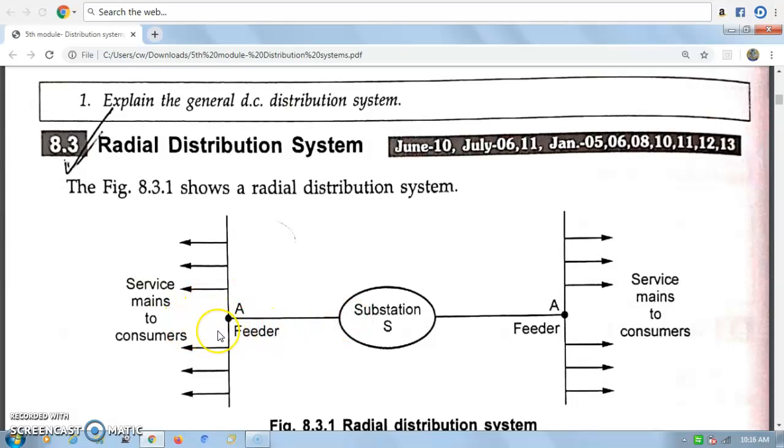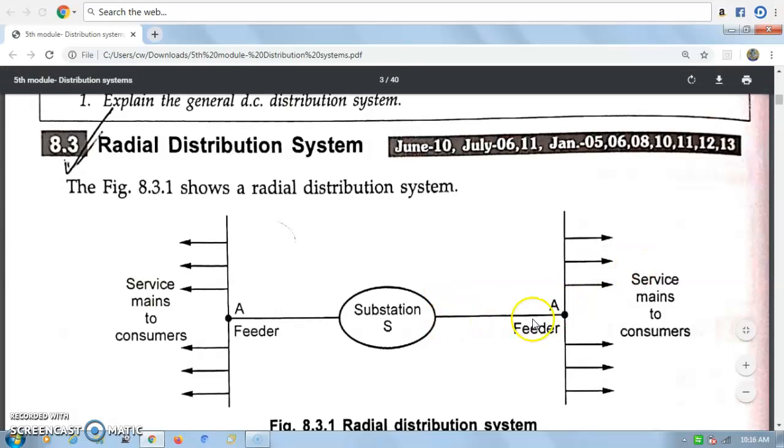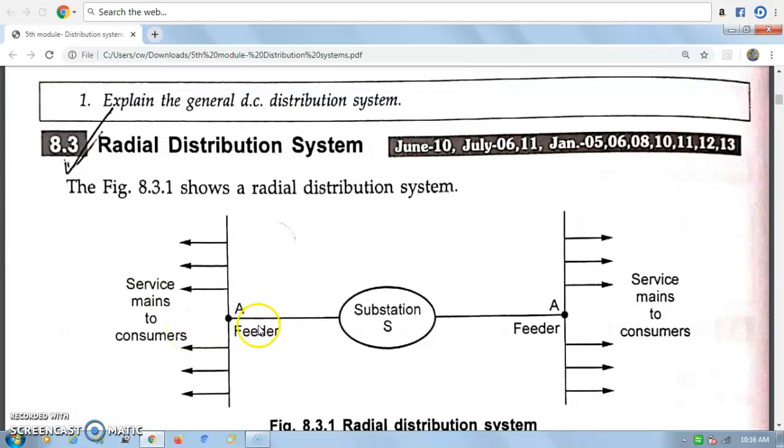One end is connected with the help of the feeder, and the other end is also connected with the help of a feeder. This type of system is called a radial distribution system. The feeders, distributors and service mains are radiating away from the substation. Hence the system name is given as radial. Radial means the service mains, distributors and feeders go away from the substation. So it is a radial system.